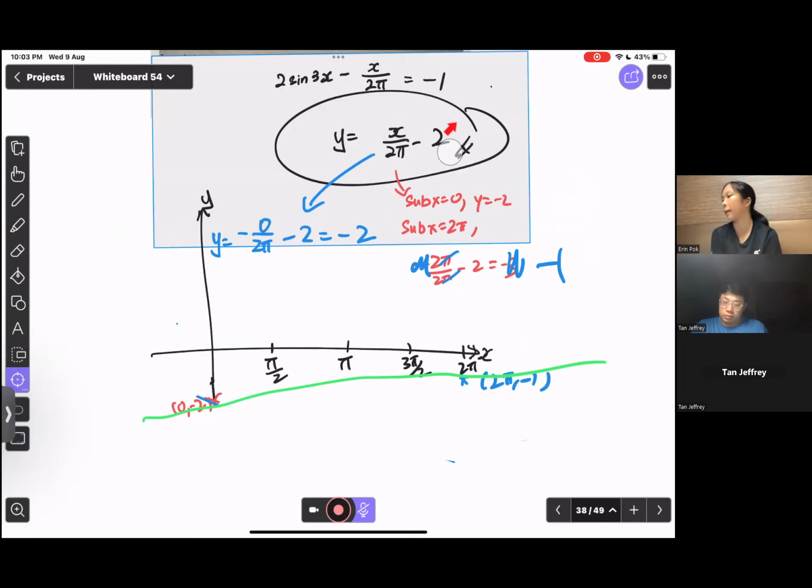The key point is you must know you sub in 2 pi and 0 can already. Why do you sub in 2 pi? Because 2 pi divided by 2 pi is a nice number.